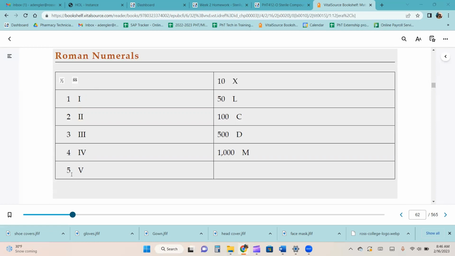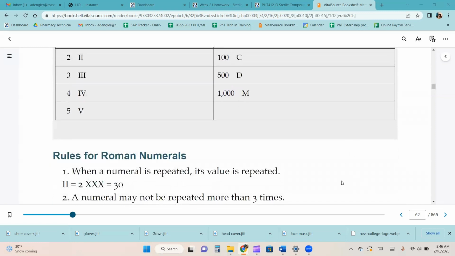1 through 5 are definitely the most important to learn in pharmacy, especially because we have schedule 1 through 5 controlled substances, which we use Roman numerals for. Then we have 10, which is X, 50, which is L, 100, which is C, 500, which is D, and 1,000, which is M.